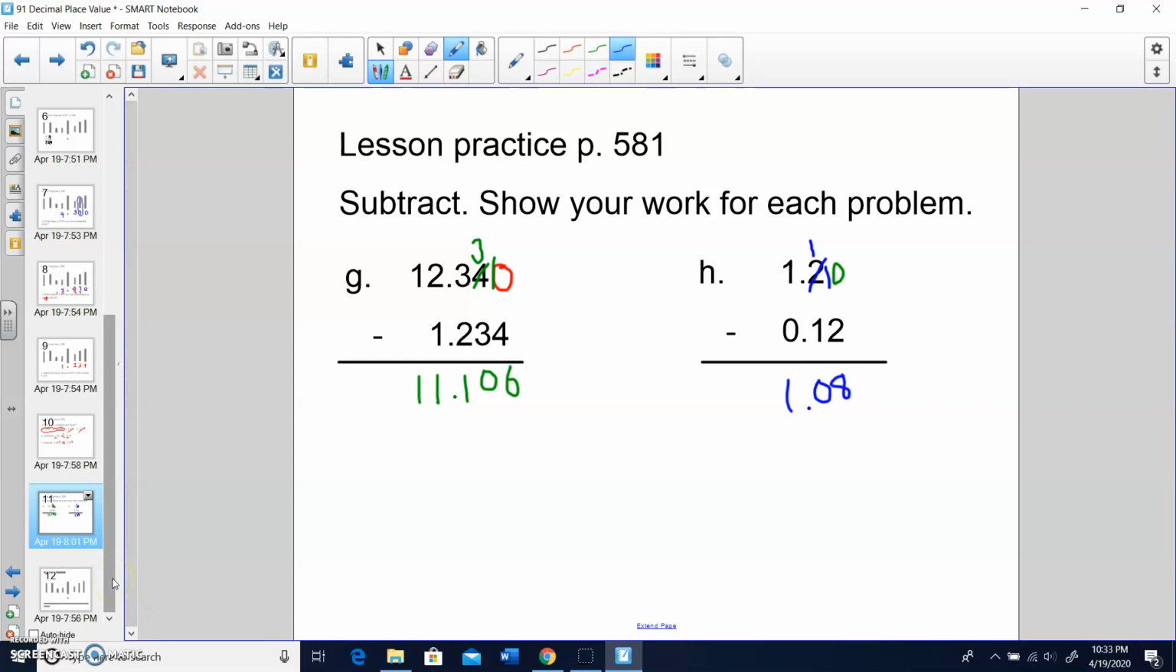Okay, we're done with lesson practice. You can go ahead and do your reteaching for this page. You don't have a new lesson to do. Reteaching is all you need, and then you can check your own answers.